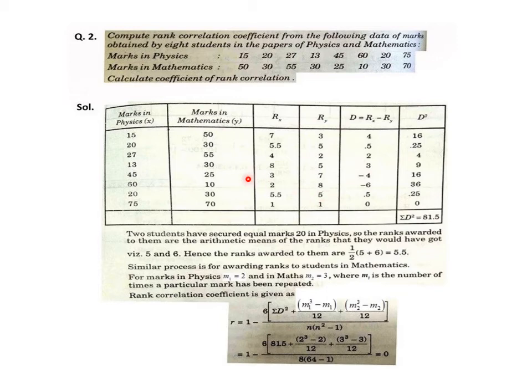So the next rank will be 7. For 25 it's 7, because after 30 comes 25, the next score, so it is ranked 7. Then the last score is 10 and it is ranked 8. So that's how we have to give ranks.